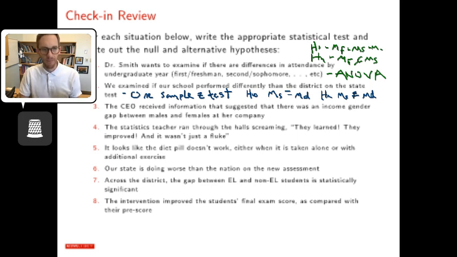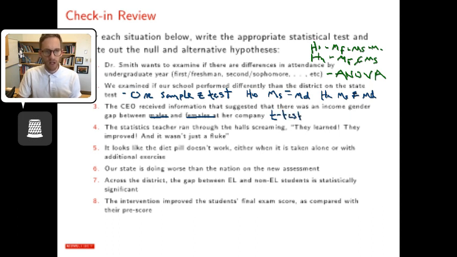Okay, next one. The CEO received information that suggested that there was an income gender gap between males and females at her company. So it seems like we have males and females. We don't have any other biological category or gender identification here, so we just have the two. And they are independent samples. So we would do an independent samples t-test. And I'll just put independent.